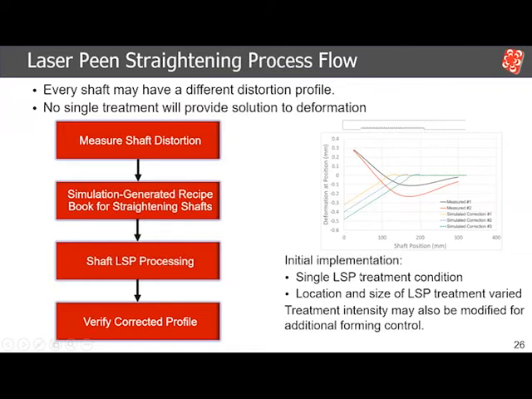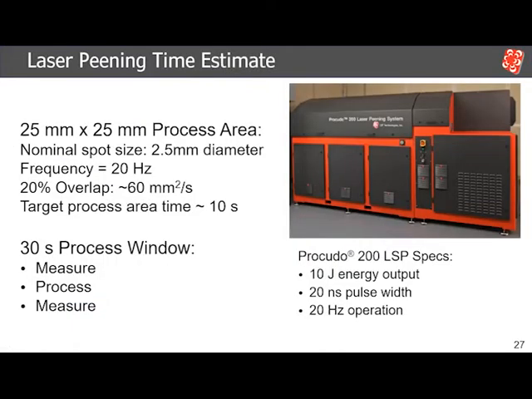For this initial implementation, this is a single LSP treatment condition. Being steel, we're operating at up around 9 gigawatts per centimeter squared. And we just simply vary the location and size of the laser peening treatment patch. There's probably plenty of additional opportunity here to modify the intensity in order to optimize the solution further, but this initial work did not seem to require it.